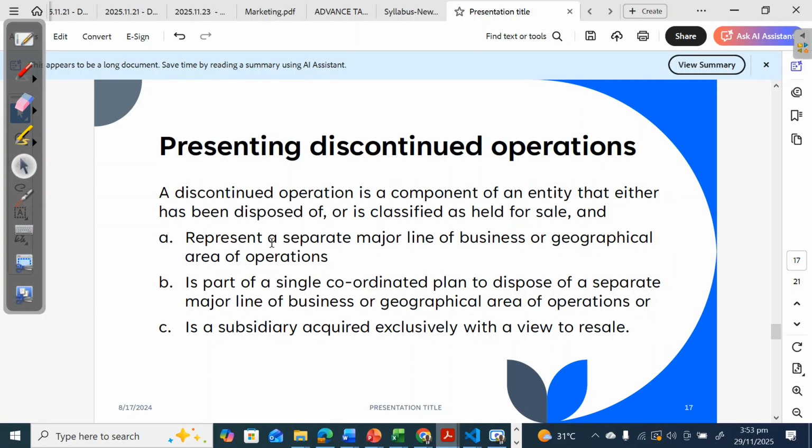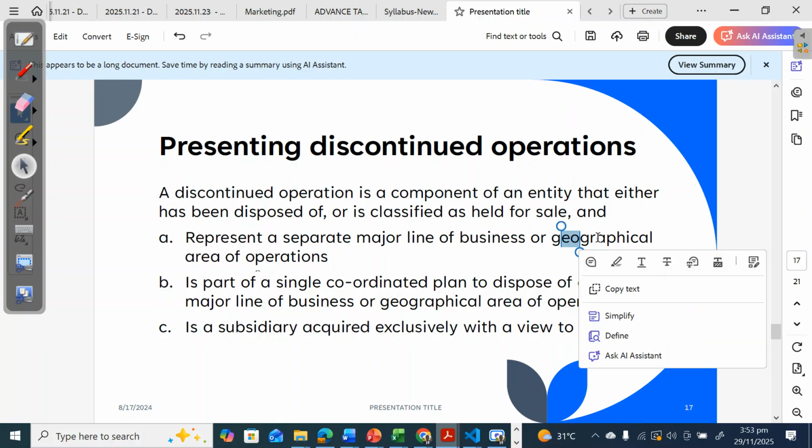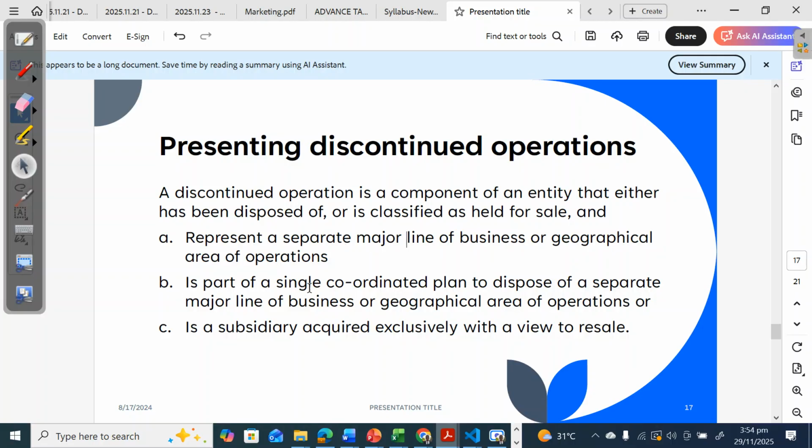And it represents a separate major line of business. So it can be a separate product line of a business, or it can be a geographical area, maybe the Ghana branch, the Nigeria branch. And it's part of a single coordinated plan to dispose of a separate major line of business or geographical area of operation, or it's a subsidiary acquired exclusively with a view to resale.